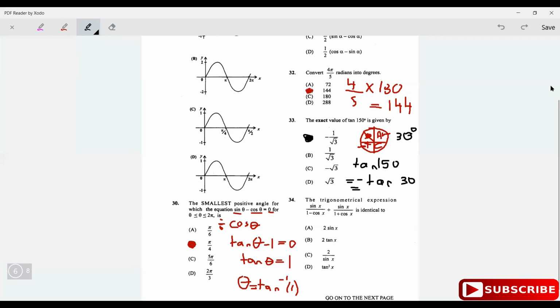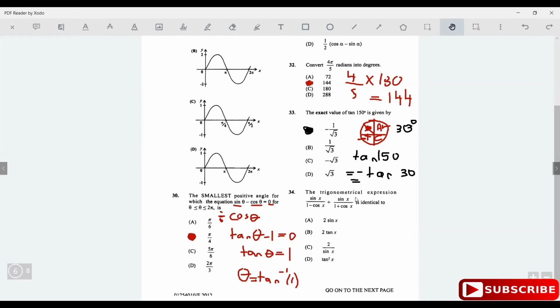Okay, moving right along. It says the trigonometrical expression sine x over 1 minus cos x plus sine x over 1 plus cos x is identical to. First, when you're solving this question, you need to write it as one fraction. So you find the LCM.